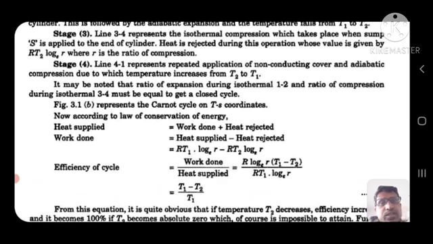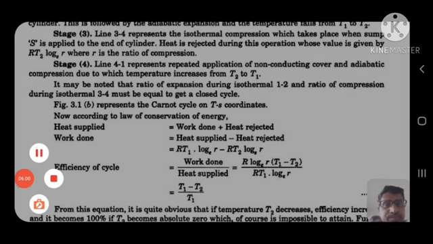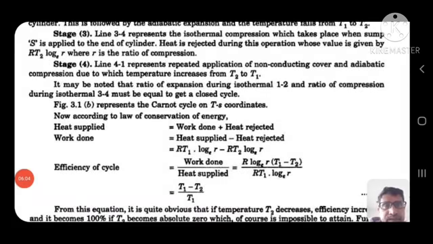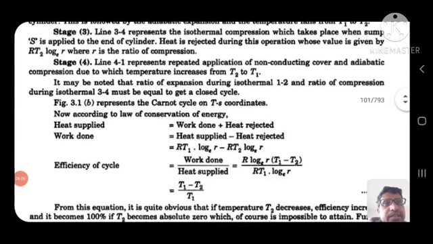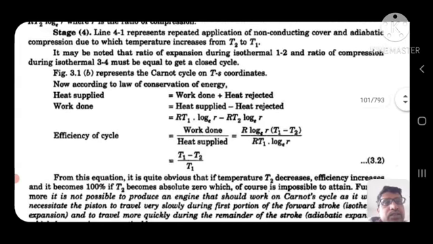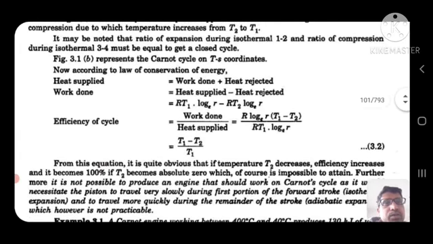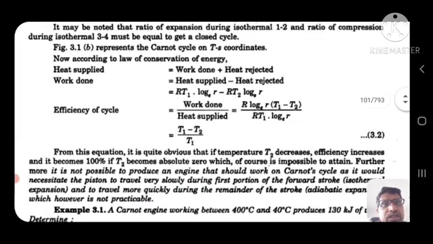Actually, compression ratio is the maximum volume divided by the minimum volume. It may be noted that the ratio of expansion during isothermal 1-2 and the ratio of compression during isothermal 3-4 must be equal to get a closed cycle.